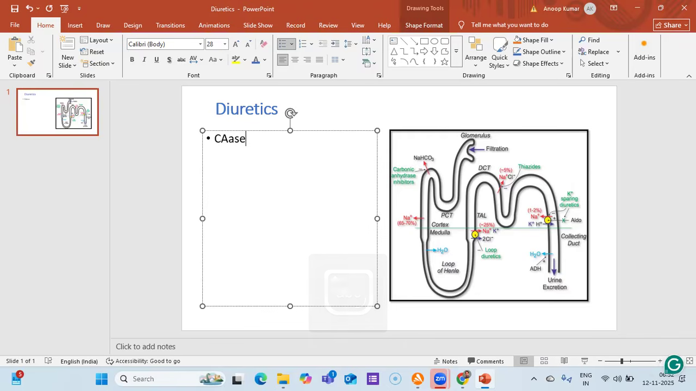These drugs, carbonic anhydrase inhibitors, are also useful in glaucoma, and particularly they reduce the aqueous humor, and you can use these carbonic anhydrase inhibitors topically. The carbonic anhydrase inhibitor which we use topically for glaucoma is dorzolamide, right? So this is the topically available drug for glaucoma.